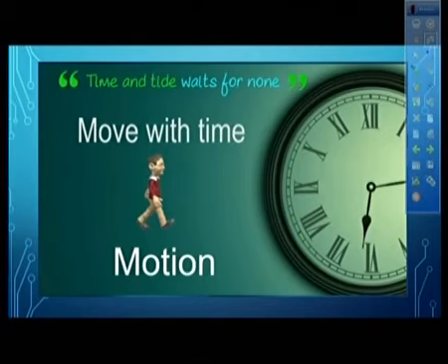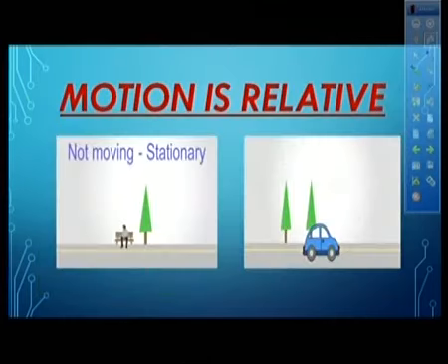We all know that motion is a relative term. So let us discuss how it is relative. In the first figure, students, you are watching that a man is sitting and we are saying that this is stationary. And in the second picture, a car is moving. We all know that due to this stationary man, we can say that the car is moving. How can you say that this man is stationary?